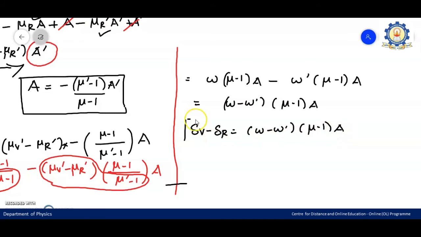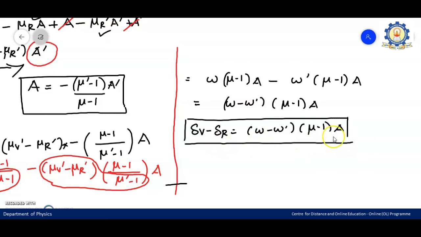So this is the condition for dispersion without deviation. So this resultant dispersion is equal to the difference between the two dispersions. That's all.